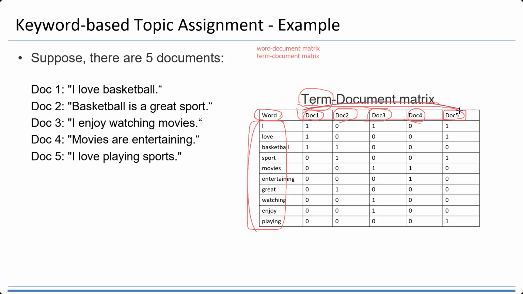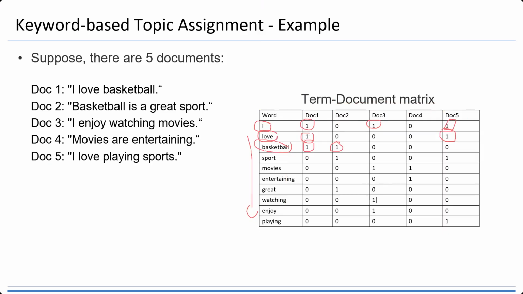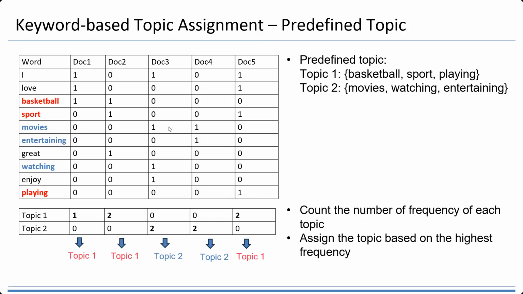You can see for the word I, it appears in document 1, document 3, and document 5. For the word love, it appears in document 1 and document 5. For the word basketball, it appears in document 1 and document 2, and so on. So we can calculate the frequency. After we have this matrix, now we can use the predefined topic. What does it mean by predefined topic?